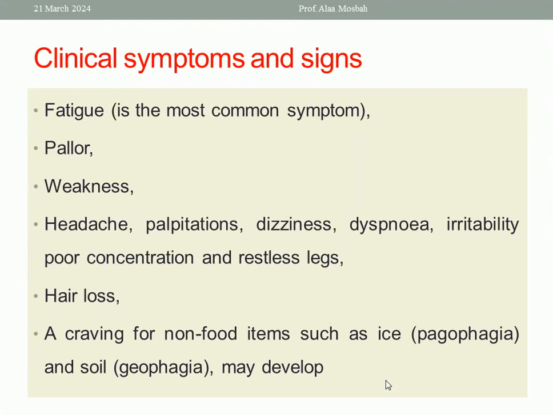The most important symptom, or the most common symptom for iron deficiency anemia during pregnancy, is the fatigue. What else? Pallor, weakness, headache, palpitation, dyspnea, dizziness, irritability, poor concentration, and restless legs. Hair loss sometimes.